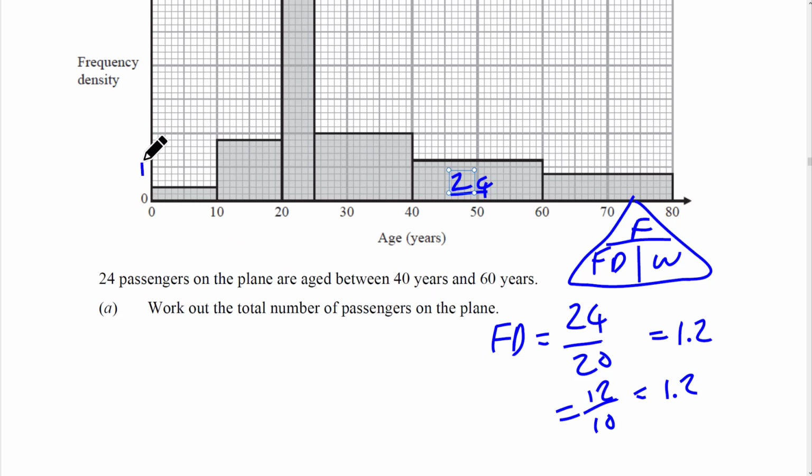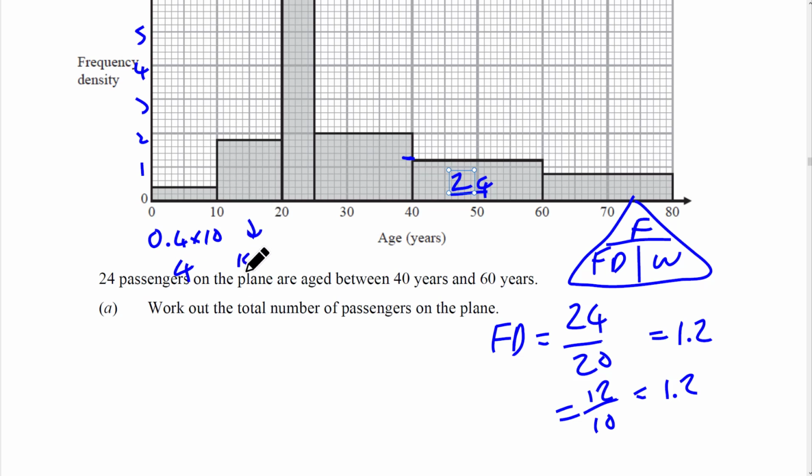So this scale on the side must be like this, going up in ones, because that makes 1.2 there. Work out the total passengers on the train. Well, so this one is going to be 0.4 times 10. That's 4.